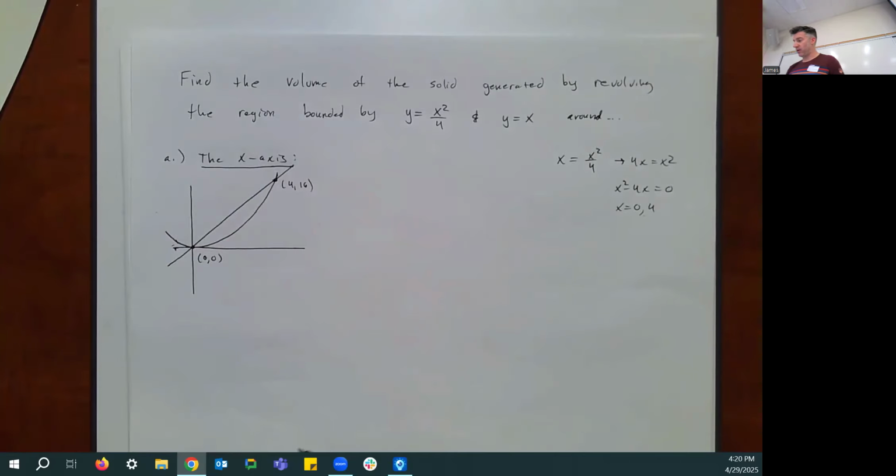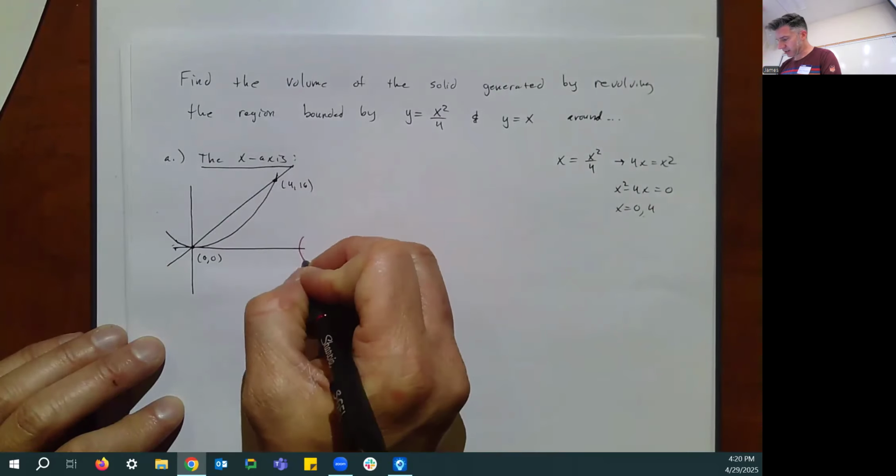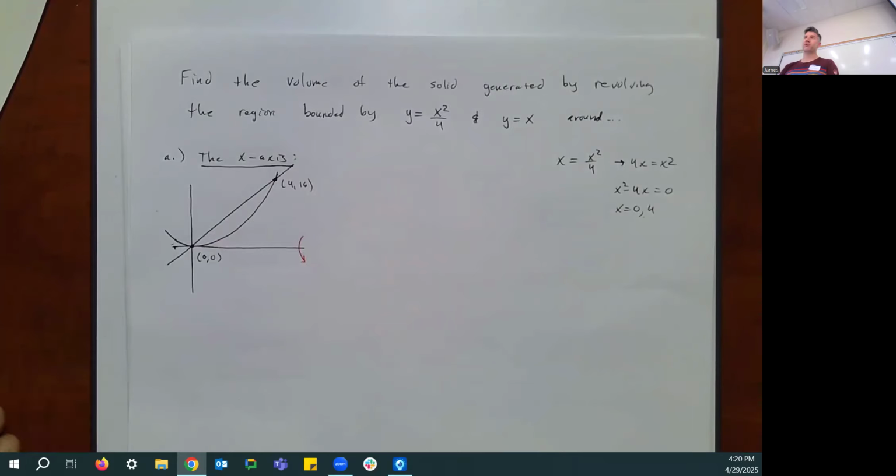So if I'm rotating around the x-axis, which way am I drawing my strip? Vertically or horizontally? Vertically, right? Because my strip needs to be perpendicular to my axis of rotation. My axis of rotation is horizontal, my strip has to be vertical.